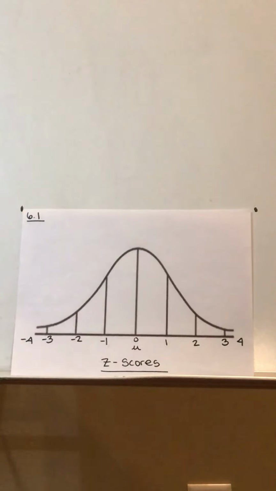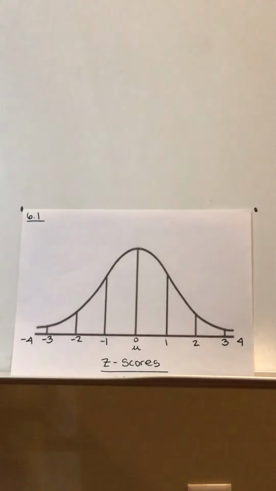Now, at -4 or at +4, you're starting to taper off. Everything between 3 and 4 gets very, very minor, but very close, okay? So normally you'll see z-scores between -3 and +3, okay? Everything after that gets really, really close.